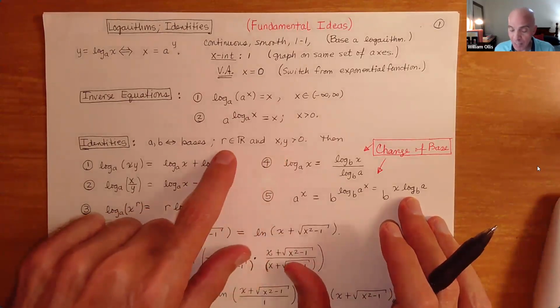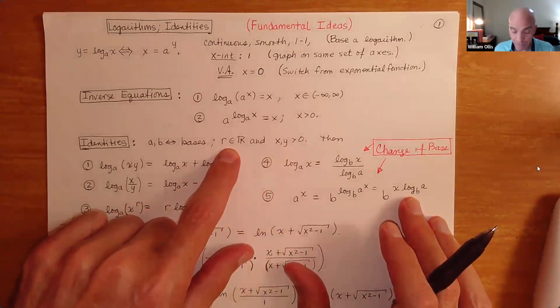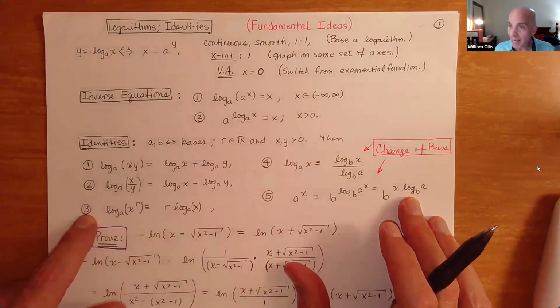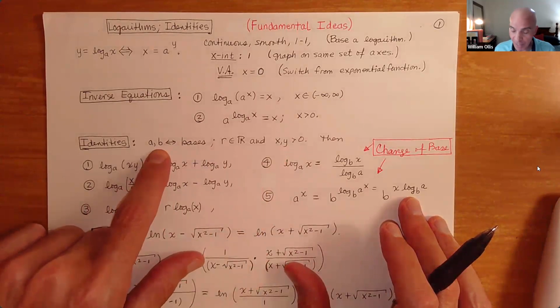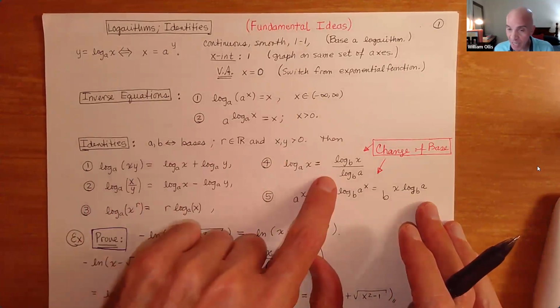And of course, we're taking R to be a real number that we see in identity 3. I'll say more about that. And of course, A and B in this case are bases because we're going to have a change of base formula here.